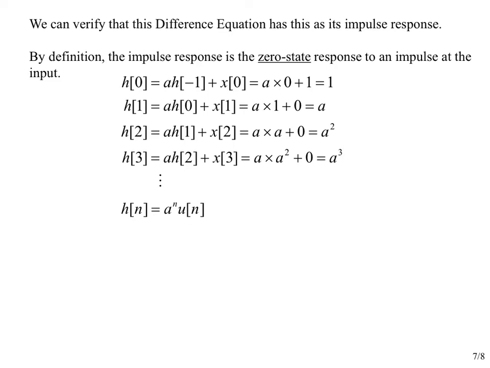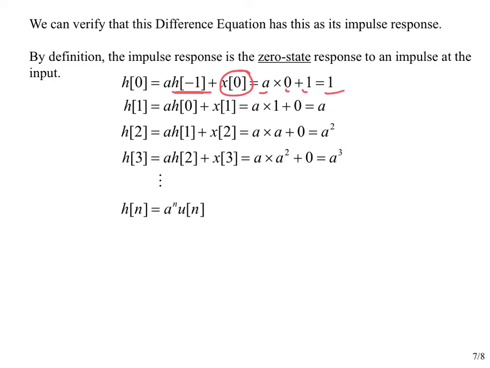And remember that the impulse response is always under zero state conditions. So the impulse response is the zero state response to the impulse function applied at the input. So if we just recurse this, starting with an initial condition that's equal to 0, so we'll have a times 0, and then since we're putting in the delta function, x of 0 is equal to 1, and so we get a 1 out.